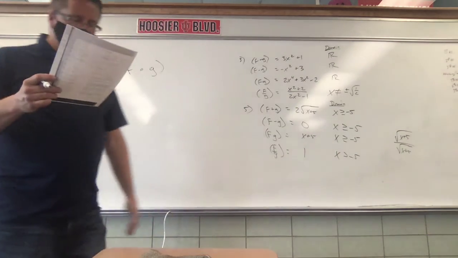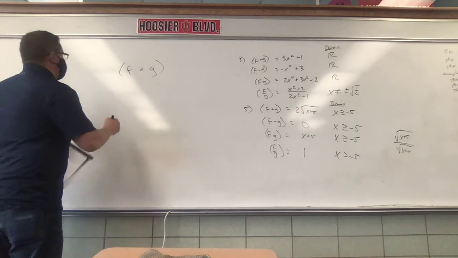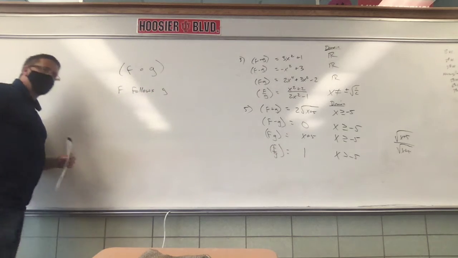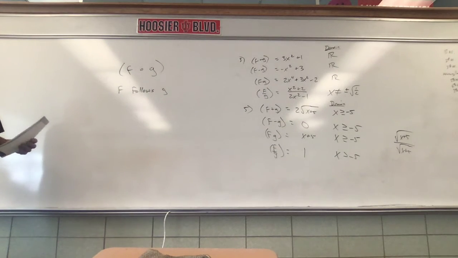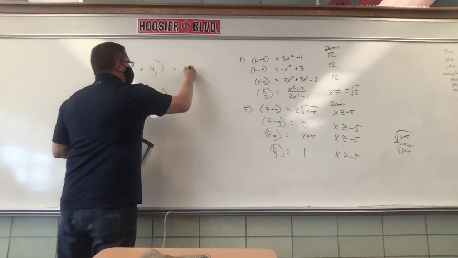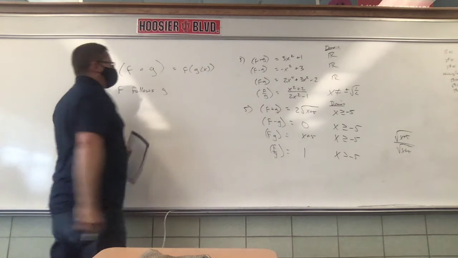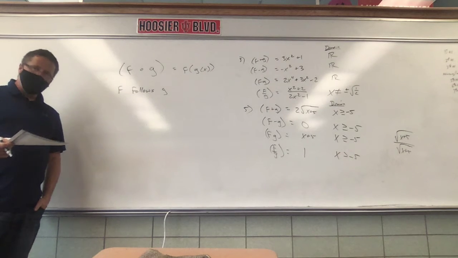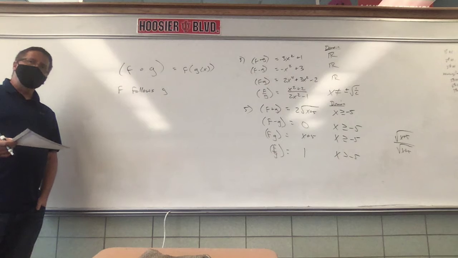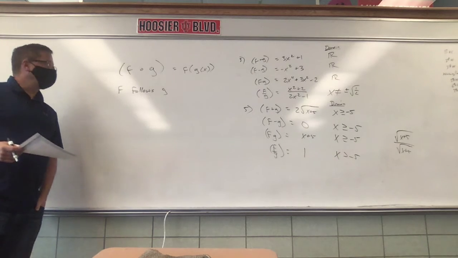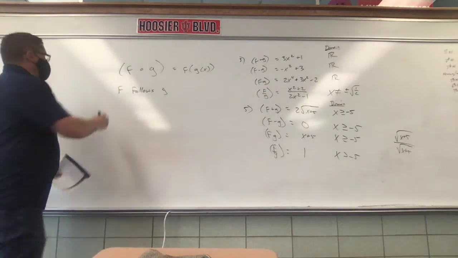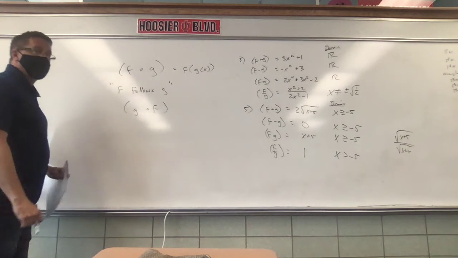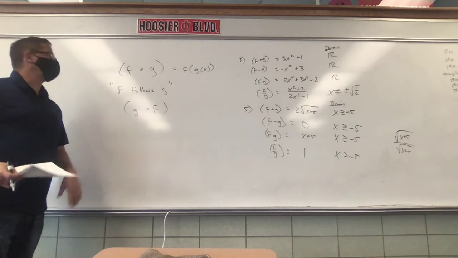Okay, so here's how you read this, okay? The way you read this is F follows G. F follows G. And just so you understand, this is the same thing as saying F of G. It's a function within a function, okay? We're not timesing functions. We're putting functions inside of functions, okay? F follows G. And if you saw this, the way you read this is G follows F. G follows F, okay? This is where it gets tricky.